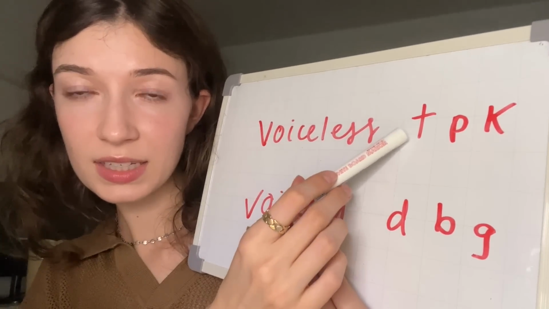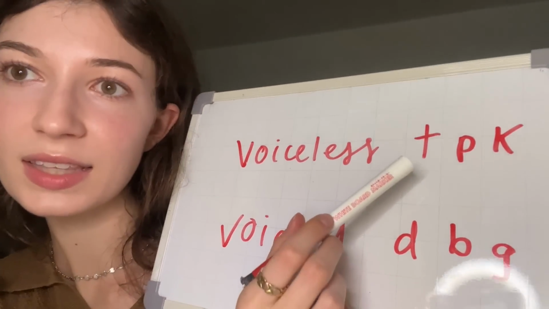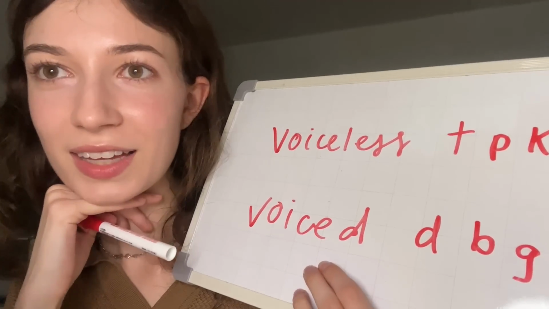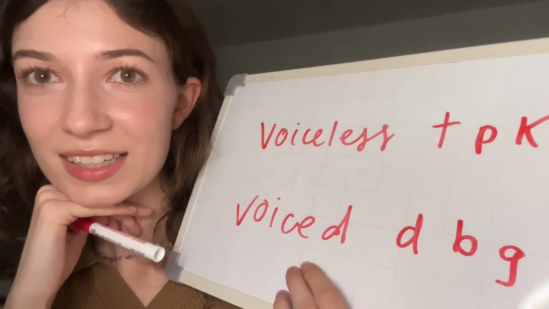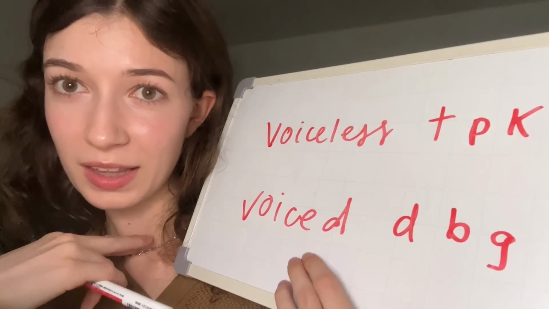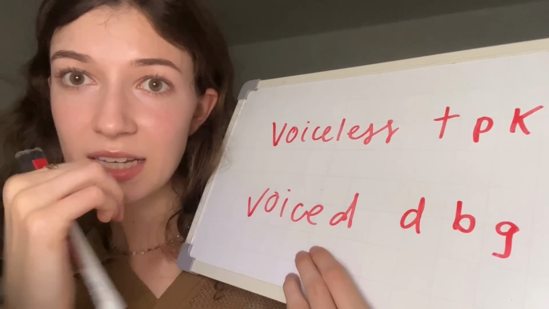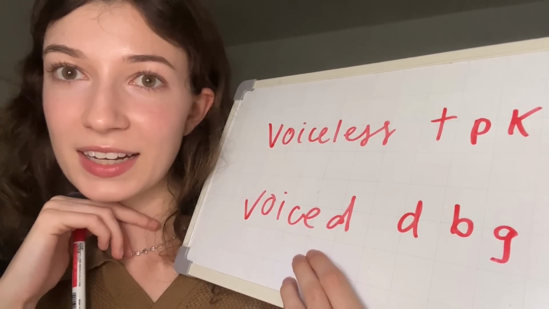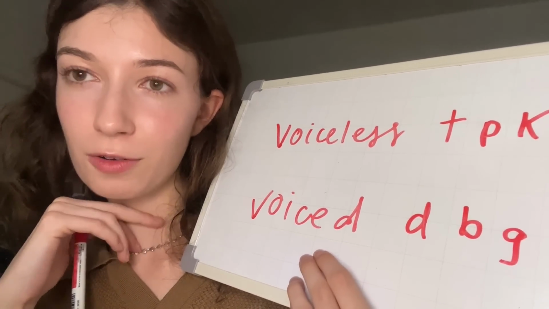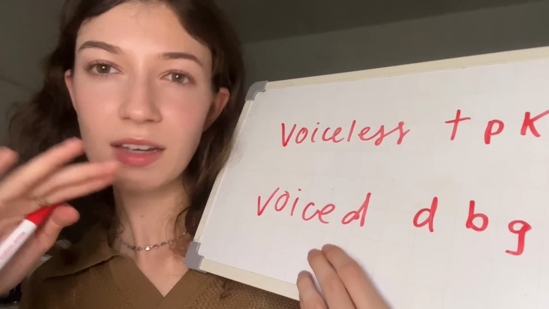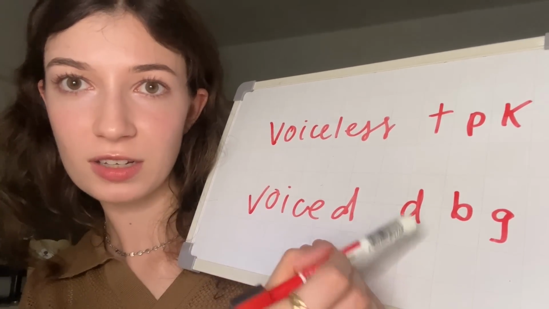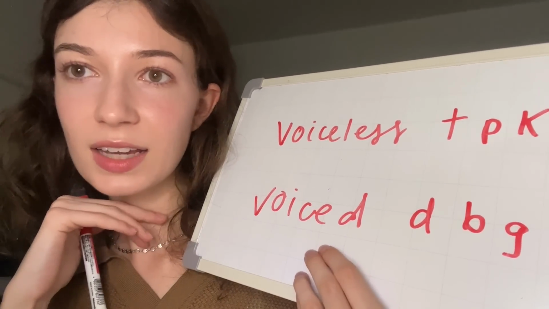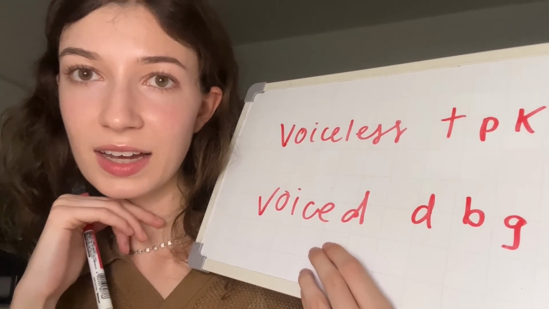So when you say T, ta ta ta, your vocal cords are completely open. But when you say D, da da da da, your vocal cords are closing, which causes vibration.